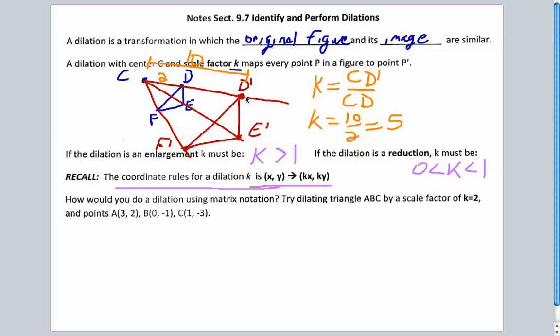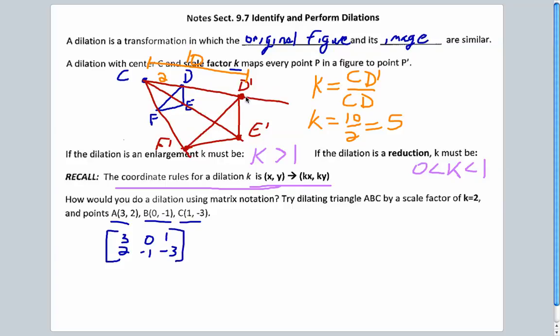Okay, so the question then is, how would we do a dilation using matrix notation? Well, I think you're going to find this is maybe the simplest thing you've ever done with a matrix. Alright, so if I give you these 3 points here, A, B, and C, I want to use matrix notation to do a dilation. All I simply do is put them into a matrix first. And let's say in this example we want K to be 2. Let's put these into a matrix. So this would be 3, 2. This would be 0, -1, that'd be point B, and 1, -3, okay?